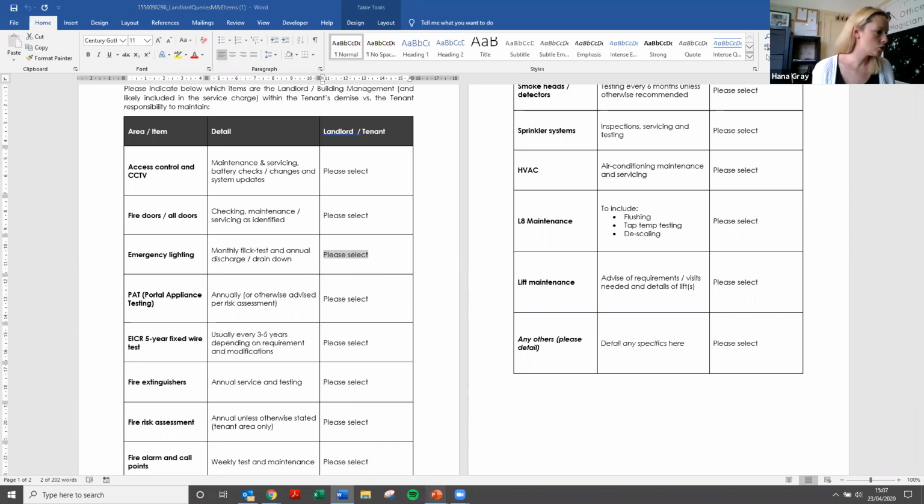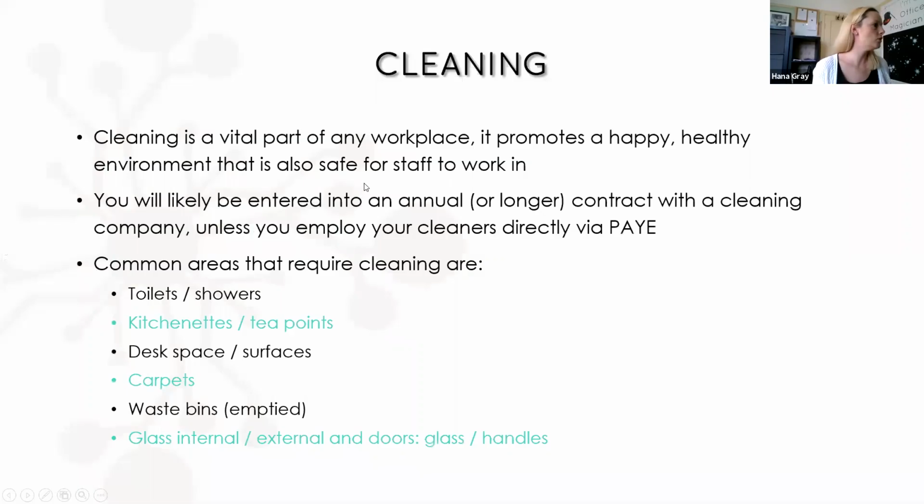Let's pop back to the slides. Okay, so moving on from maintenance to cleaning. Now, cleaning is clearly a really important part of any business. It promotes a really happy, healthy environment that's also safe for your staff to work in. And cleaning is part of health and safety, as we're obviously understanding more now than ever.